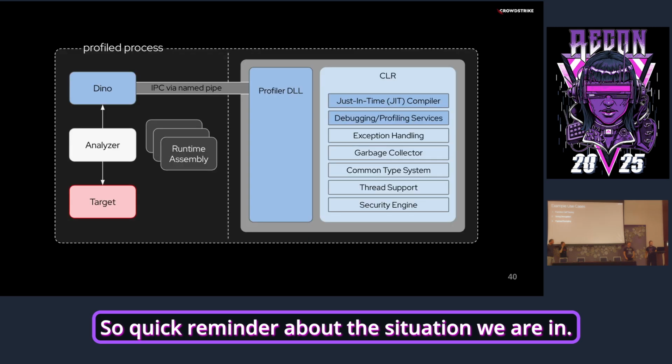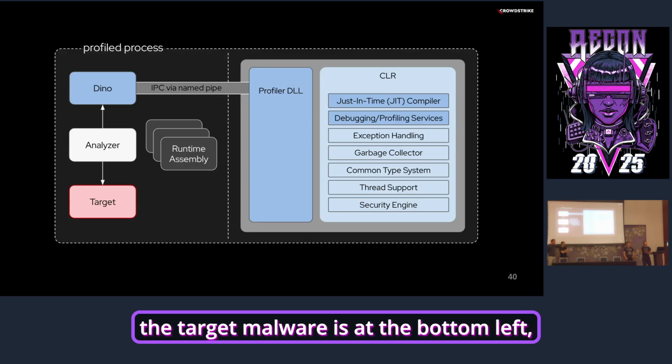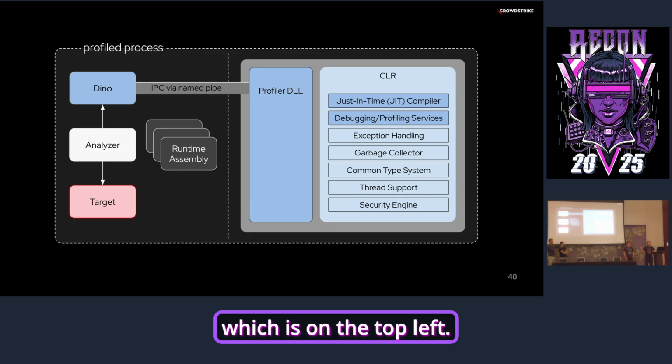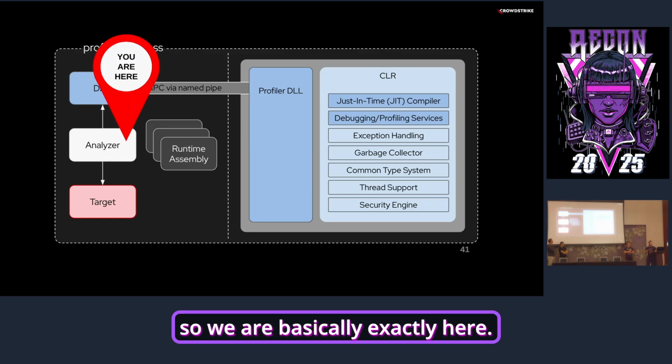So, quick reminder about the situation we are in. You've seen this picture a couple of times by now. The target malware is at the bottom left. All the profiler-related stuff is on the right. And communication with the profiler is done through Dino, which is on the top left. And our task is to write an analyzer, so we are basically exactly here.